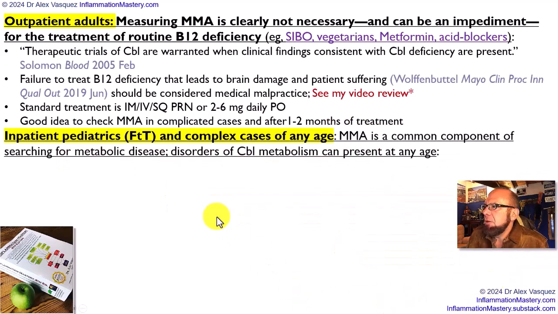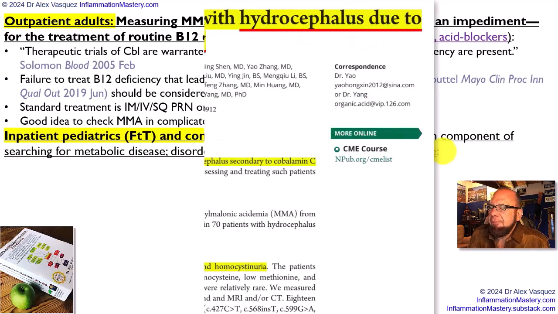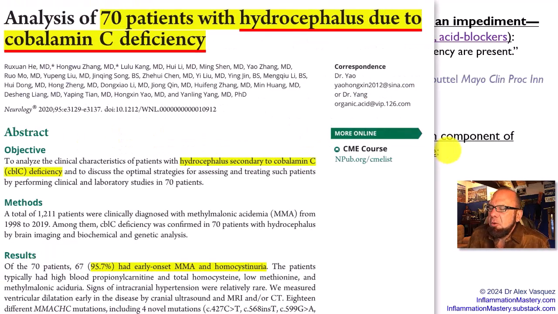If you're working with inpatient pediatrics or young kids who have failure to thrive and complex cases of any age, MMA is a common component of searching for metabolic disease. Disorders of cobalamin metabolism can present at any age with a wide range of clinical presentations, including fatigue, depression, obviously anemia, neuropsychiatric manifestations, kind of looking like schizophrenia all the way to catatonia, spinal cord dysfunction, and peripheral neuropathy. Rarely, but cases that you want to be aware of include that B12 deficiency or disorders of B12 metabolism can present as thrombocytopenia and hydrocephalus.